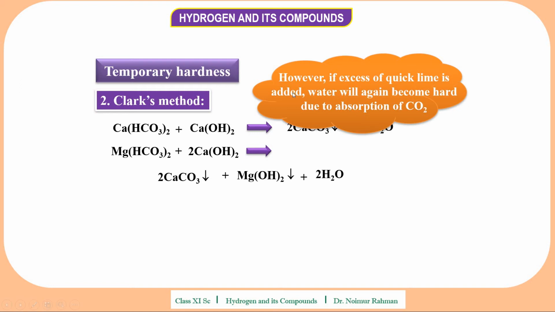However, if excess of lime is added, water will again become hard due to the absorption of carbon dioxide. It's a very important point. Now, we have calcium hydroxide. If excess carbon dioxide is produced, calcium hydroxide will react with carbon dioxide to produce calcium hydrogen carbonate, because of which the water again turns hard.